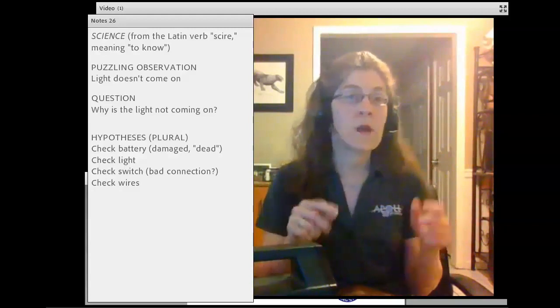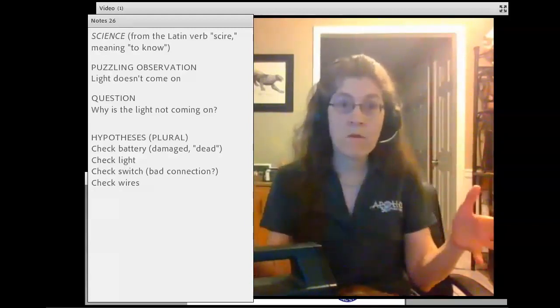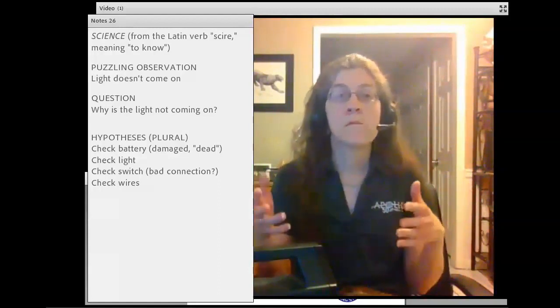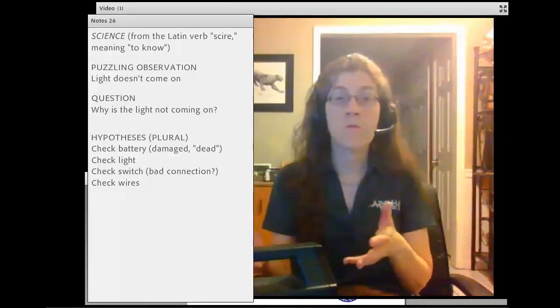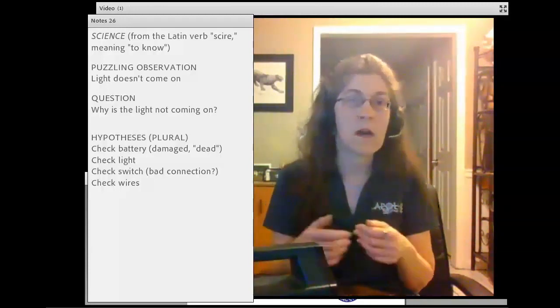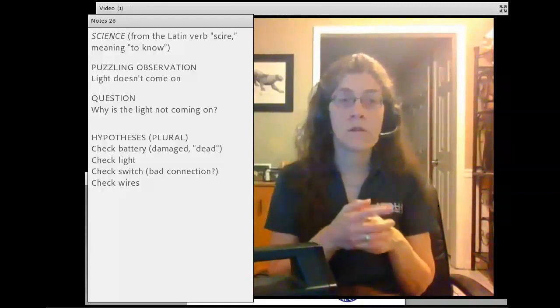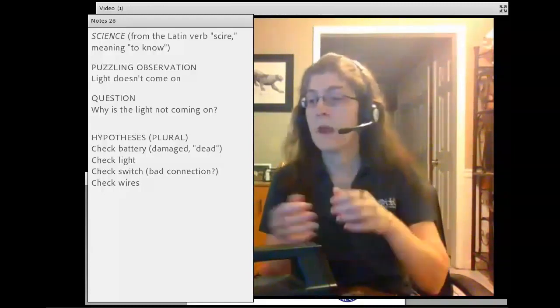We could make a prediction, say, okay, if I change the battery, that's my experiment. My prediction would be, if the battery is in fact what the problem is, that by fixing the battery, the light should turn on. And that would be true for each and every one of those particular hypotheses.